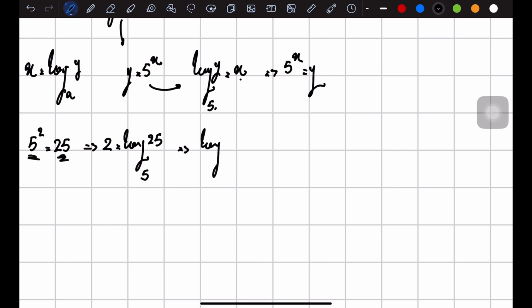So 25 is 5 with the power of 2. The power goes behind the log, so this one will be log base 5 of 25. If you have the same logarithmic number as the base, this one will be equal to 1. 2 times 1 is equal to 2, and we show it right here.